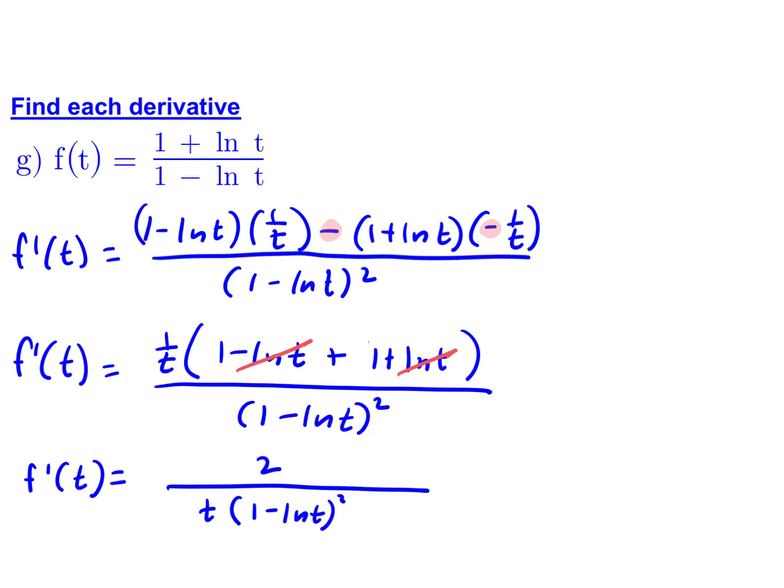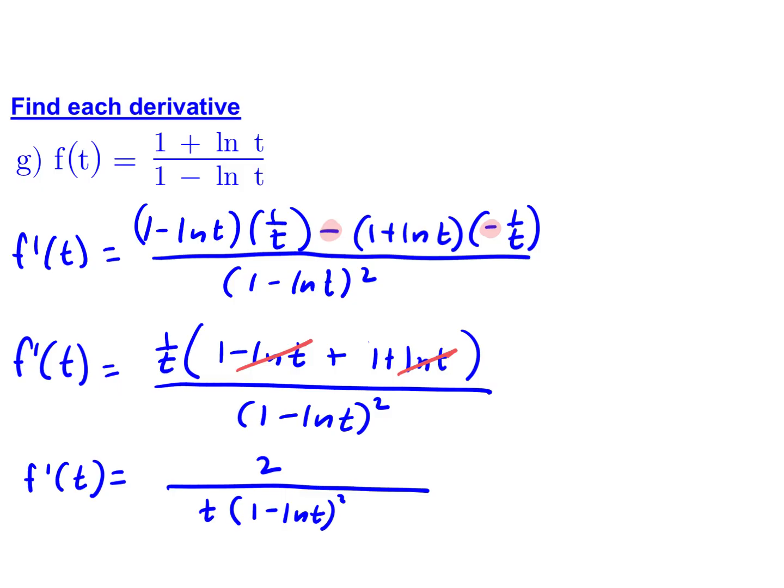You would get the same exact answer if you distributed up here, because if you notice here, this would be a plus natural log of t over t and a minus natural log of t over t. Those would cancel out. I would have 1 over t plus 1 over t, which is 2 over t. There's my 2 over t. So either way, it works the same. You'll get the same answer.